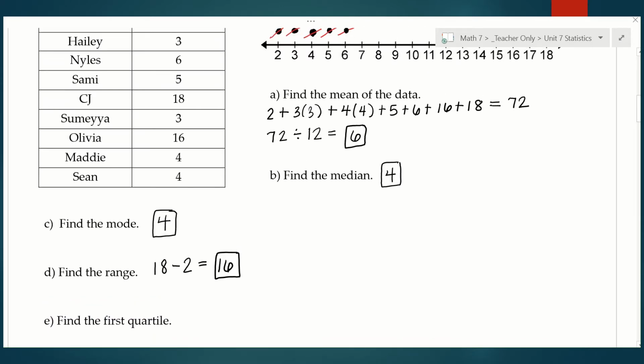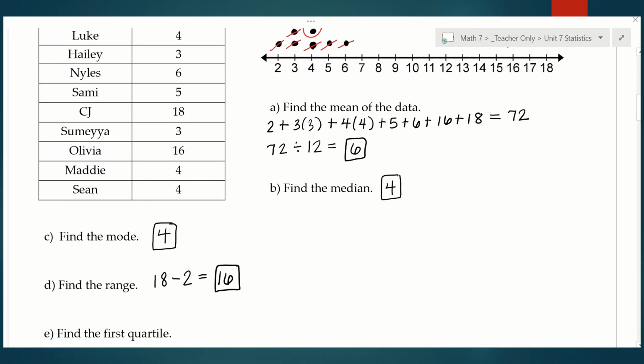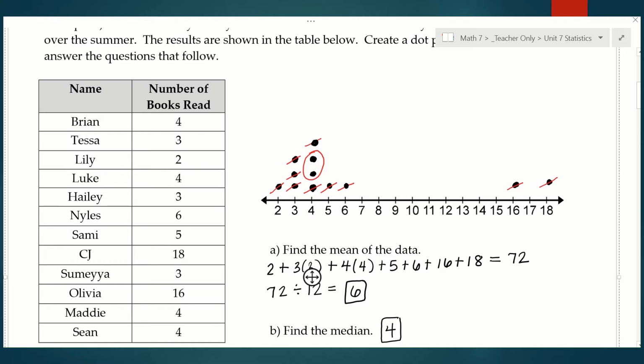Okay, for E, we are being asked to find the first quartile. So on the day that we learned how to create box and whisker plots, we talked about how the first quartile was the median of the first half of our data. So when we're looking at our dot plot, we have to do exactly that. We have to find the middle dot in the first half of our data. Now, the first thing we have to figure out is where is the first half of the data and where is the second half of the data.